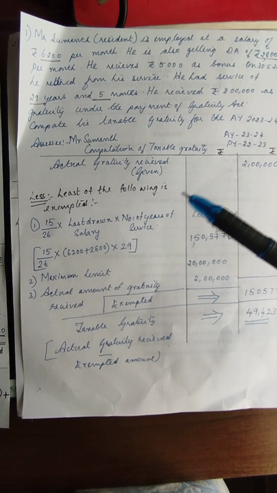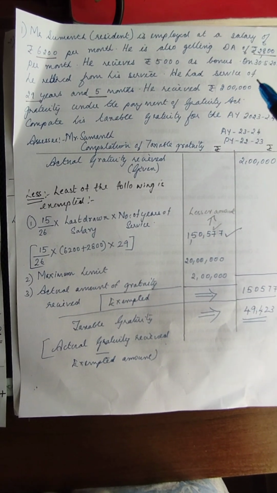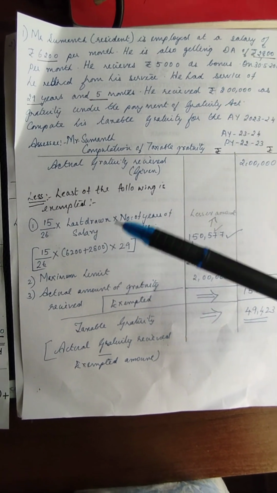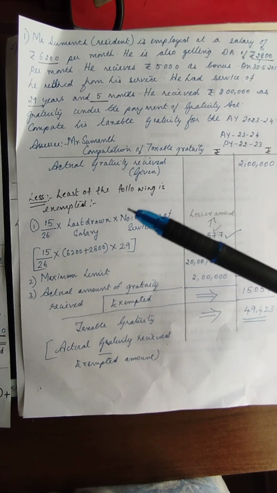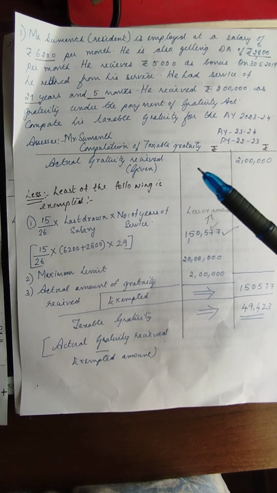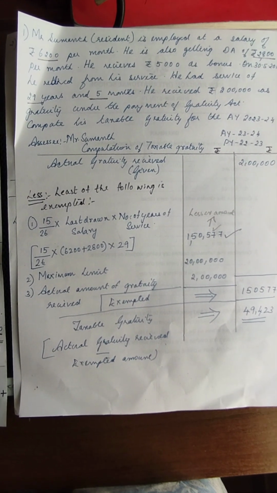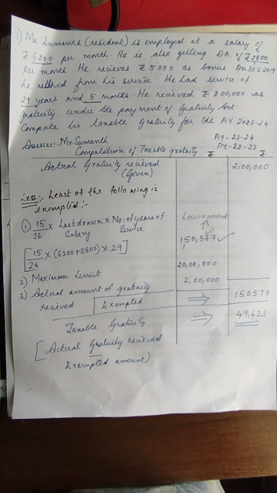To keep in mind, for salary here there was no adjustment given regarding DA or commission, so I have taken it directly. The DA and commission adjustment will come only if it forms part of retirement benefits, only in the second situation. So this is the situation of the first one.